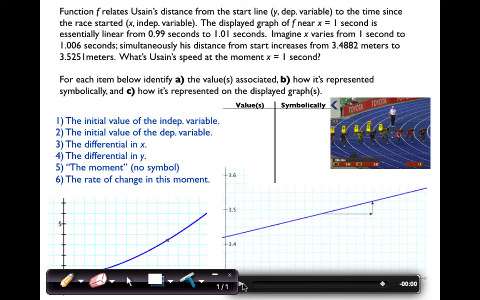So this is just an example of how we could compute his speed in this moment, or a speed that we're going to assign to 1 second into the race. Think about the values and the symbols that we also associate with each of these 6 things listed. I'll give you a couple of minutes to think about this, discuss with a neighbor, etc. We'll go over these together. But just for this specific situation that's pictured below, there's a variety of ways you could do this on your own. You'd come up with similar results.